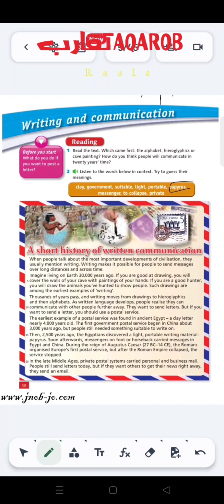Next, papyrus. What's the meaning of papyrus? Papyrus is a noun and it means a kind of paper used in ancient Egypt. An example of papyrus is: papyrus was one of the earliest materials that people wrote on.